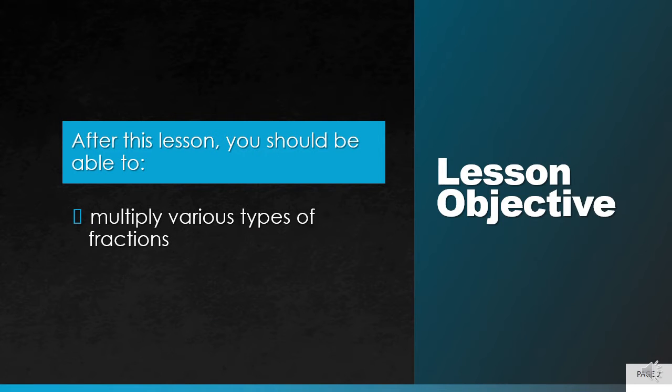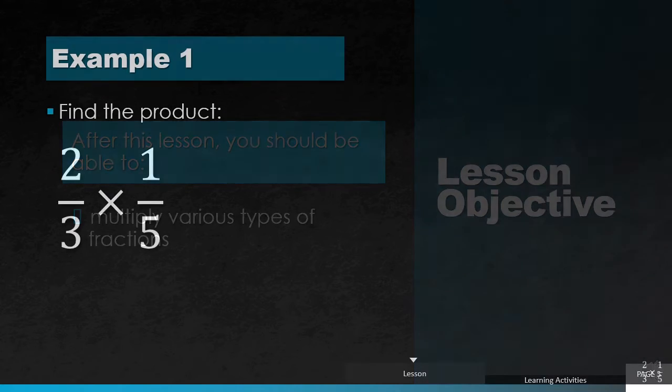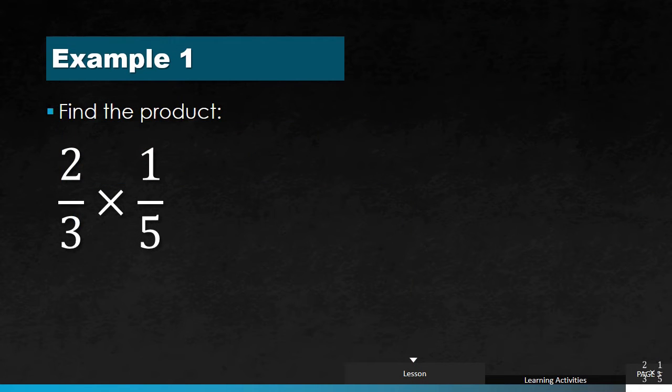So after this lesson, you should be able to multiply various types of fractions. For example, we need to find the product of 2/3 and 1/5. In multiplying fractions, the rule is very easy. You just need to multiply the two numerators and multiply the two denominators, and then convert that into lowest form.